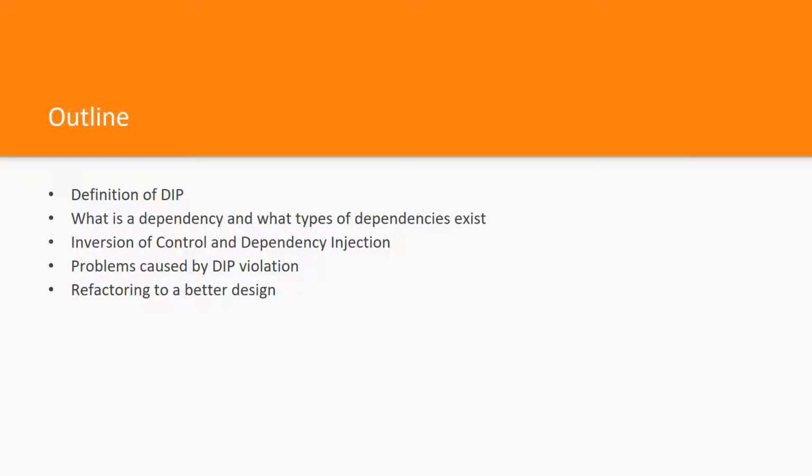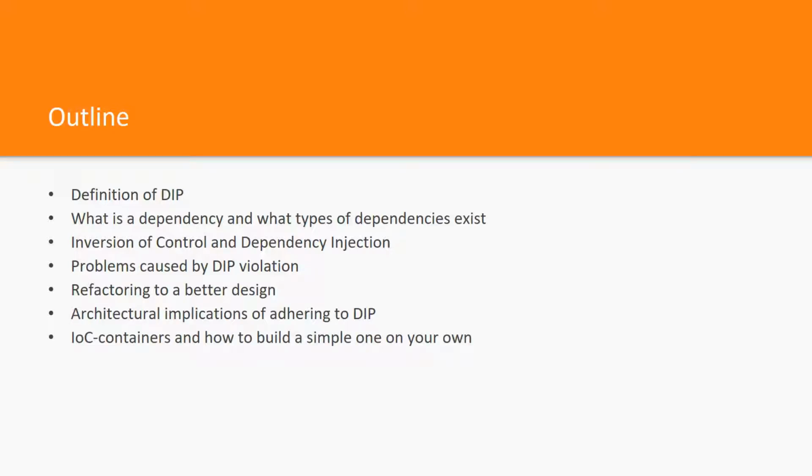The analysis of the problem will bring us to possible refactoring techniques which allow us to fix the problems related to the DIP violation. You'll see the refactoring process which helps to adhere to the DIP. You'll see the architectural implications of adhering to the DIP. You'll learn what IOC containers are and how to build a simple one on your own. Separately, I'll show you a non-trivial example of building an application with an IOC container.